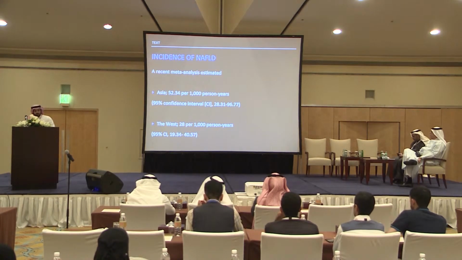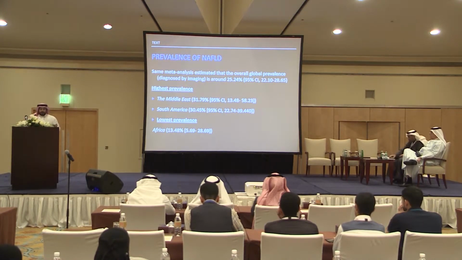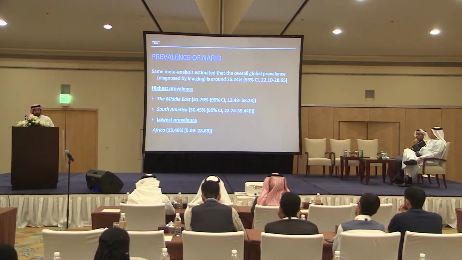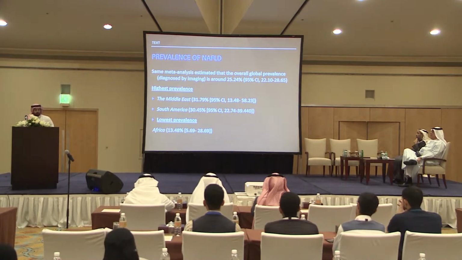So the incidence, again, all my references will be at the end, so we can go through that later. A recent meta-analysis estimated that in Asia, it's about 52 per 1,000 person years. The West is estimated to be 28 per 1,000 person years. The same meta-analysis also estimated the global prevalence of around 25%. The highest being, surprisingly, in the Middle East, with more than 31%, followed by South America, 30%, and the lowest prevalence was found in Africa at 13.5%.